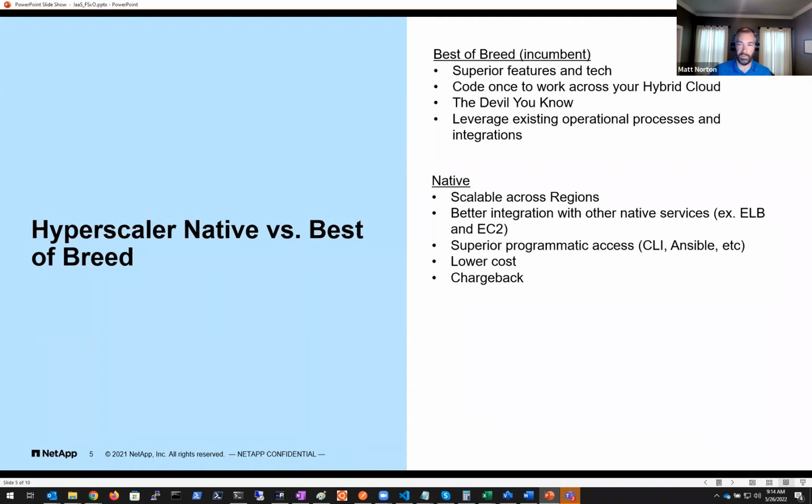With native, you typically have better integration, right? So, for example, ELBs obviously integrate with EC2. That integration is not going to be there for something like F5. You typically have better programmatic access, and this is something we've seen also for the hyperscalers, right? That could be in the form of CLI or Ansible modules or something like Terraform.